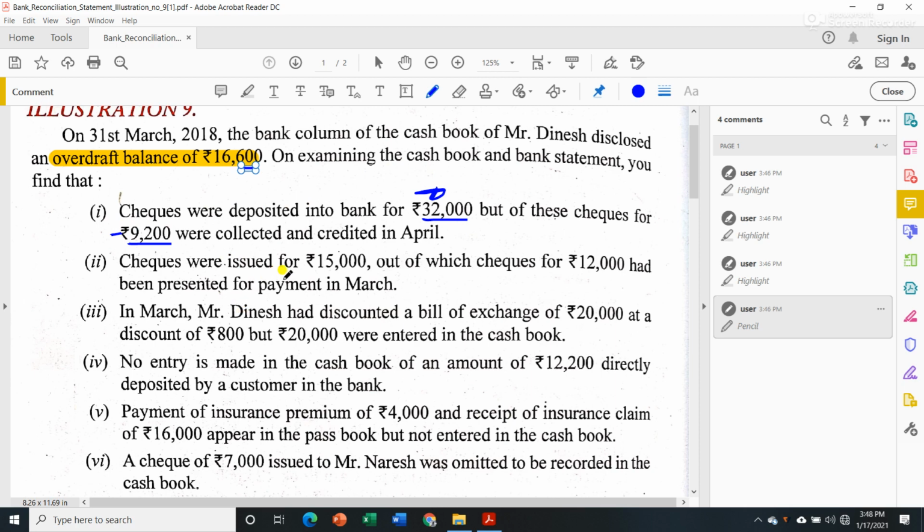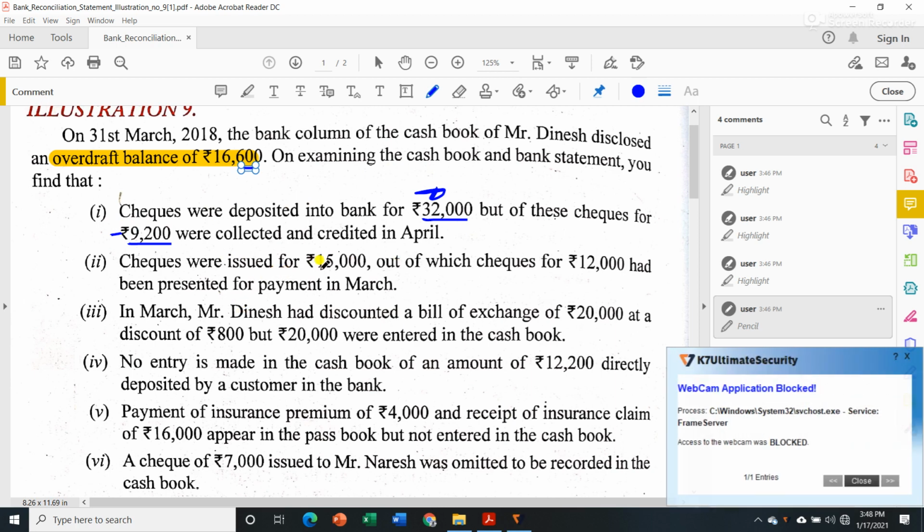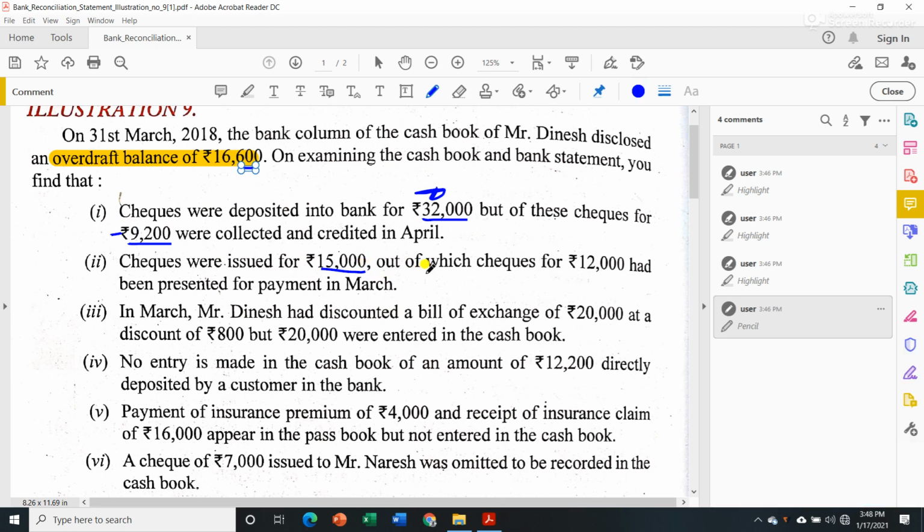The next is checks were issued for 15,000, meaning we paid checks to someone worth rupees 15,000, out of which checks for 12,000 had been presented for payment in March. Meaning according to the cash book we paid 15,000, but in actual only 12,000 were paid.